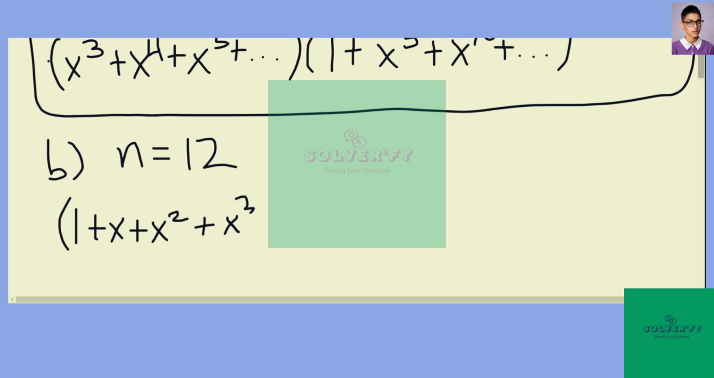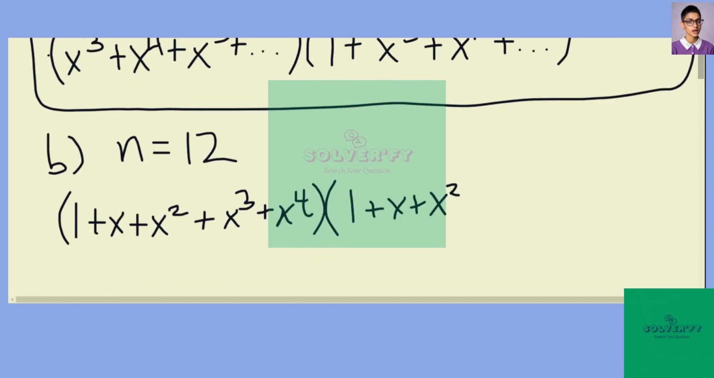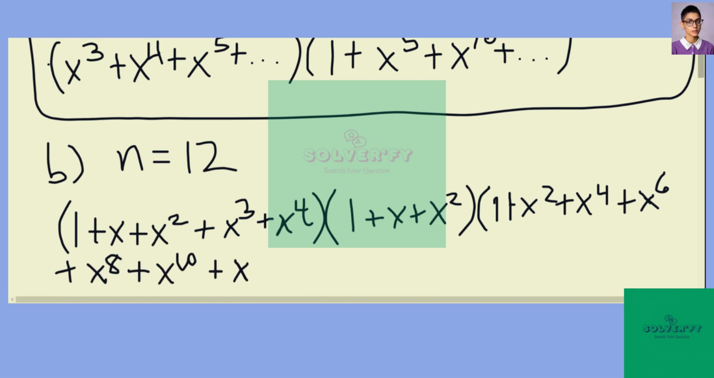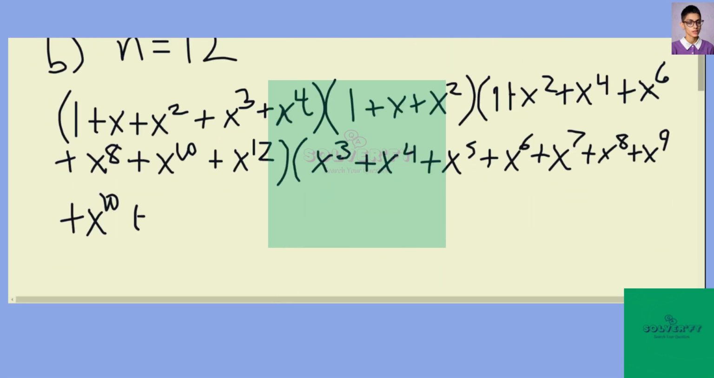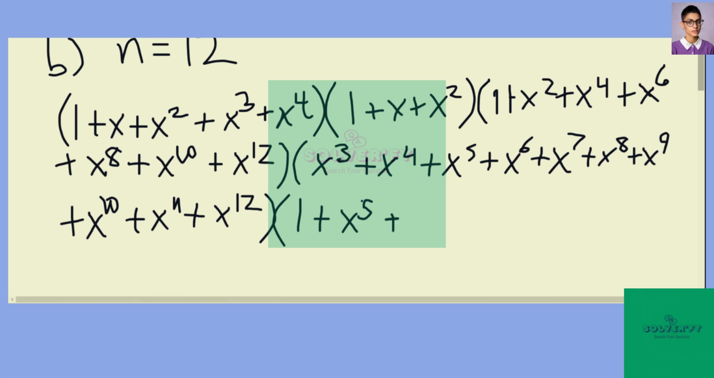So we have 1 plus x plus x squared plus x cubed plus x to the 4th, times 1 plus x plus x squared, times 1 plus x squared plus x to the 4th plus x to the 6th plus x to the 8th plus x to the 10th plus x to the 12th, times x cubed plus x to the 4th plus x to the 5th plus x to the 6th plus x to the 7th plus x to the 8th plus x to the 9th plus x to the 10th plus x to the 11th plus x to the 12th, times 1 plus x to the 5th plus x to the 10th.